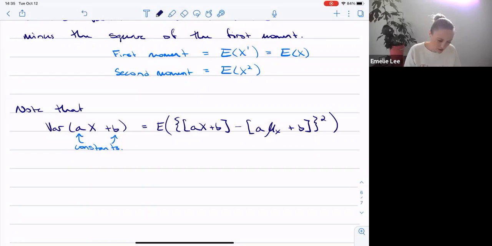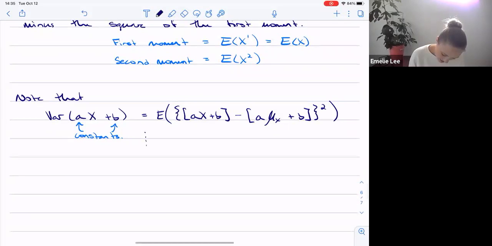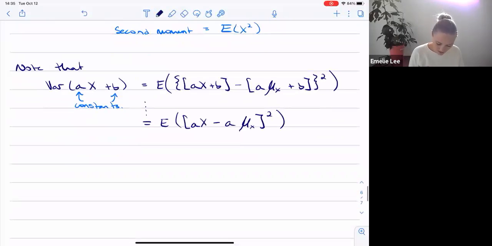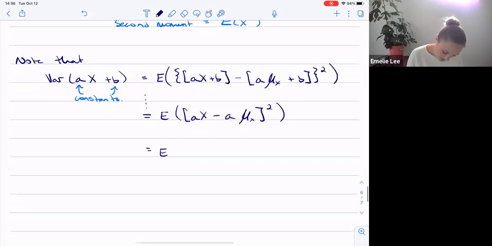Okay. So then if we skip a bunch of steps, what we're going to find is that this is the same as the expectation of ax minus a mu x squared. And again, skipping a few steps here, right? Because I would probably expand that ax minus a mu x squared multiplied by itself. And so here, this becomes the expectation of a squared times x minus mu x squared.